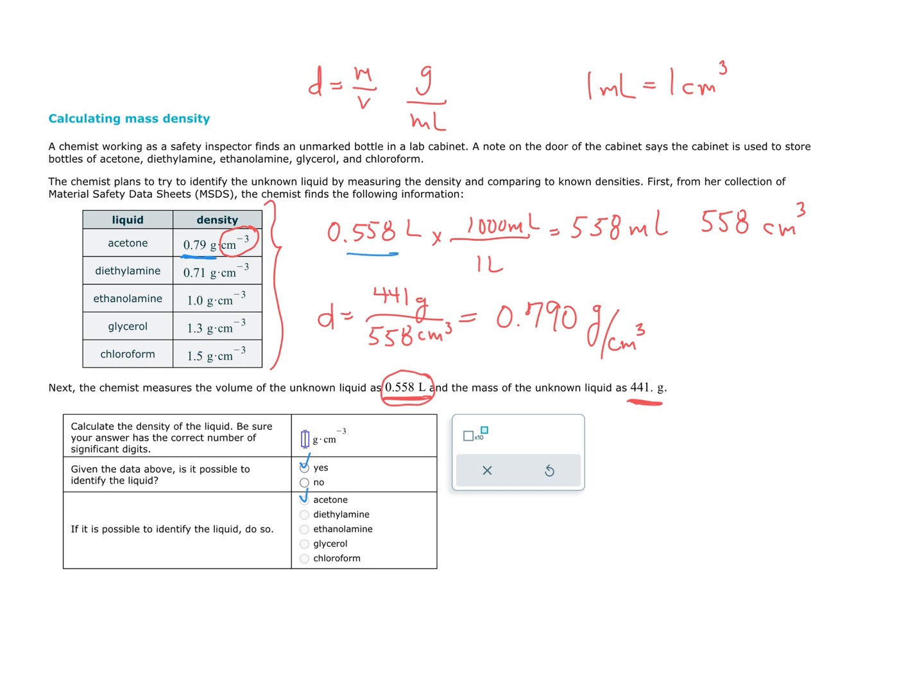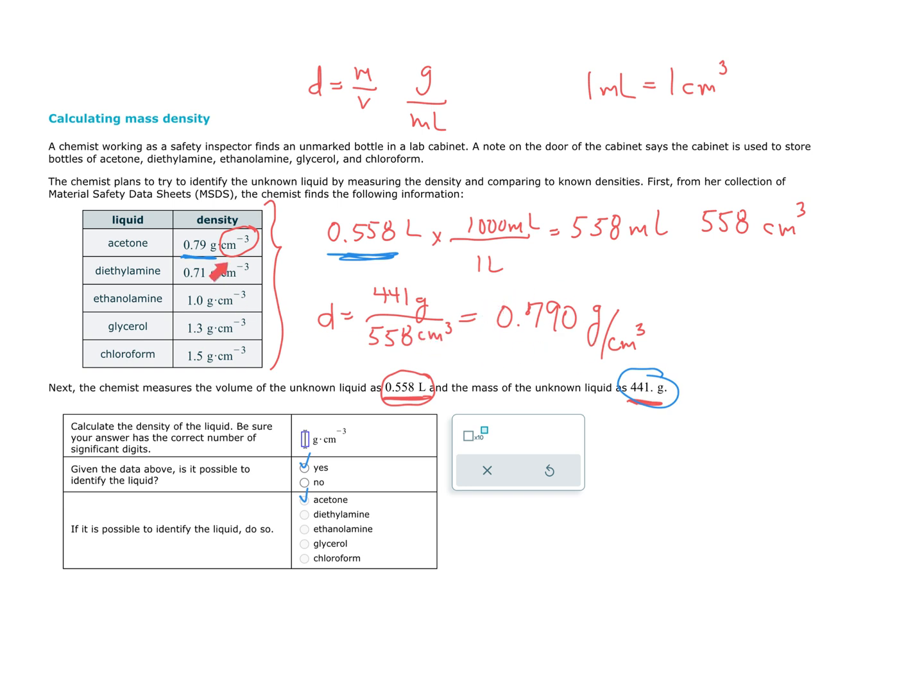Your volume might be a little bit different, your mass will be a little bit different, but the steps would be the same. We were going to need to convert that volume into milliliters and then know that 1 milliliter is equal to 1 cubic centimeter, so that we can match the units that we're seeing over here in this data table. Then we can find our density, density being mass over volume, just making sure that we've got the correct units for that calculation.